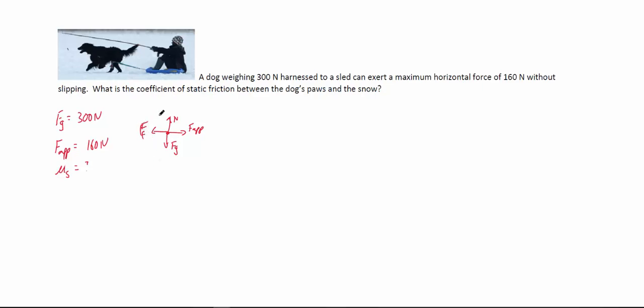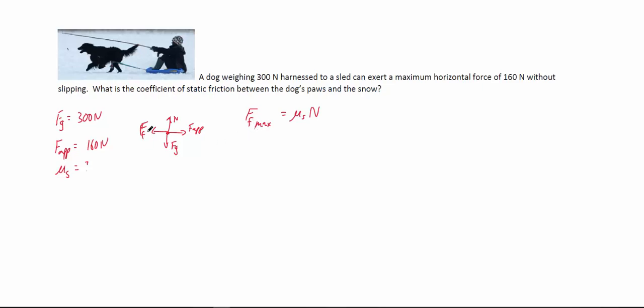Okay, now we want to know the coefficient of static friction between the dog and the snow, so that he can apply that maximum 160 newton force. So on our formula sheet, the force of friction for static friction, the maximum, is equal to the coefficient of static friction times the normal. And when it's maximum, the equal sign is there, and that's what we're looking for in this case. We want to find the coefficient of static friction.